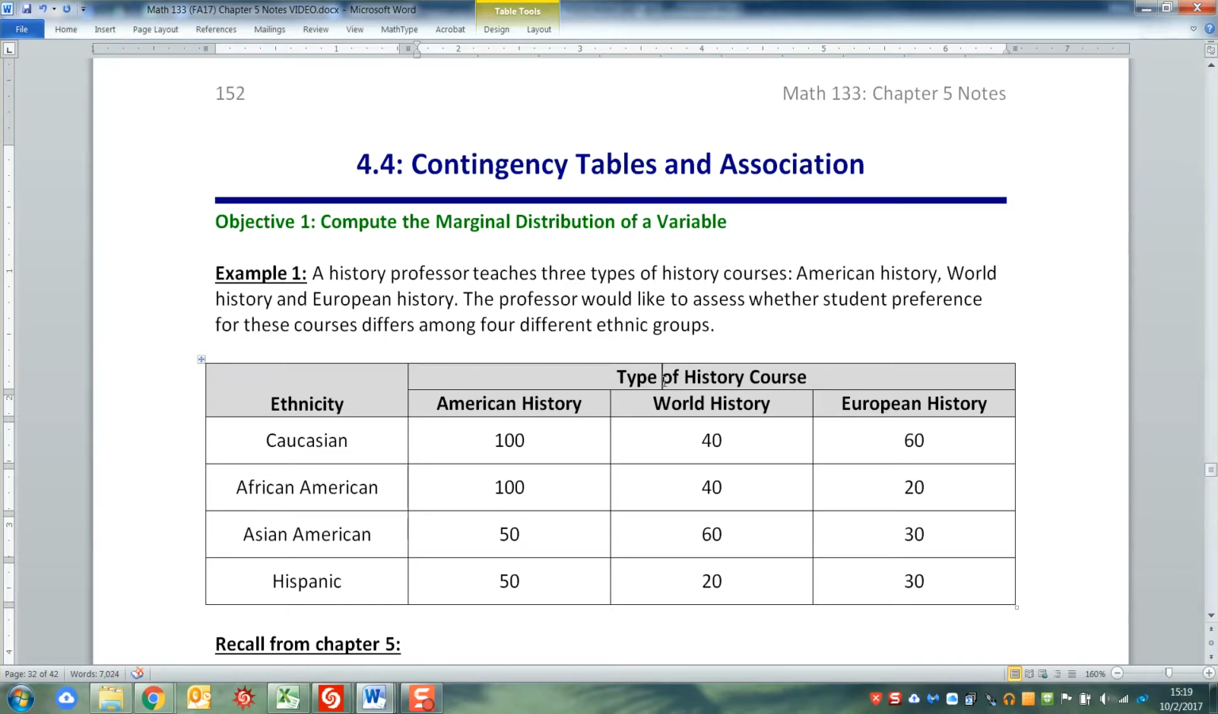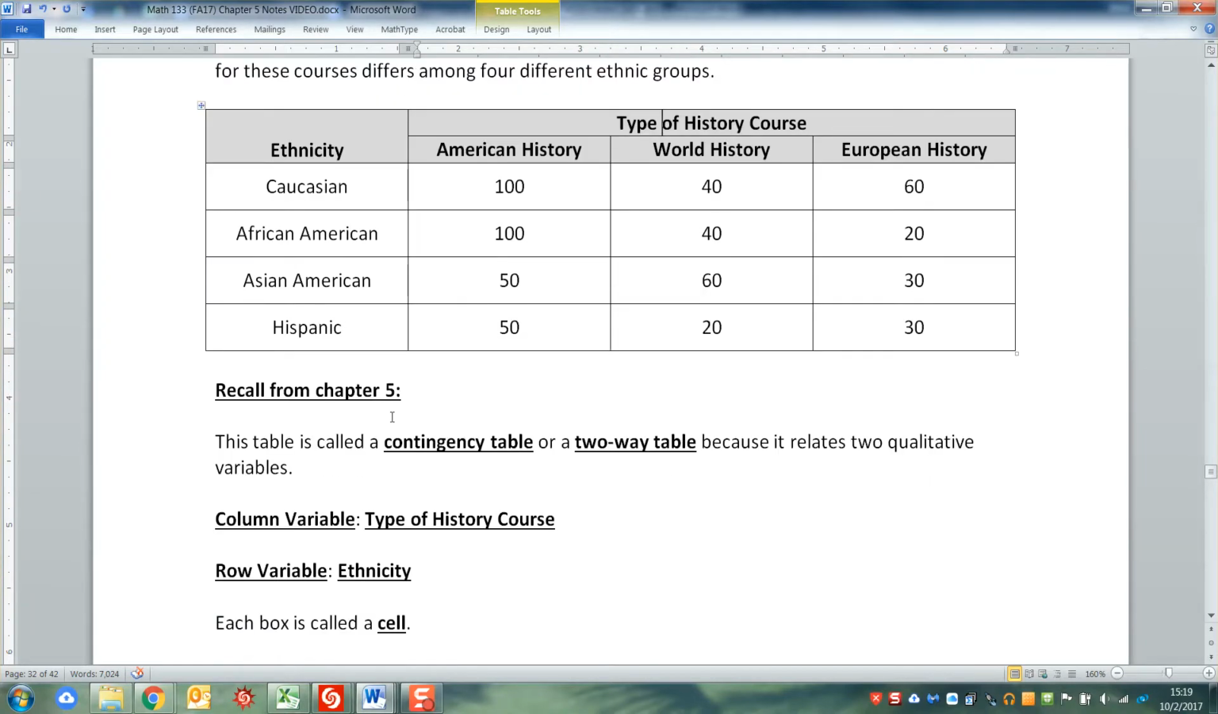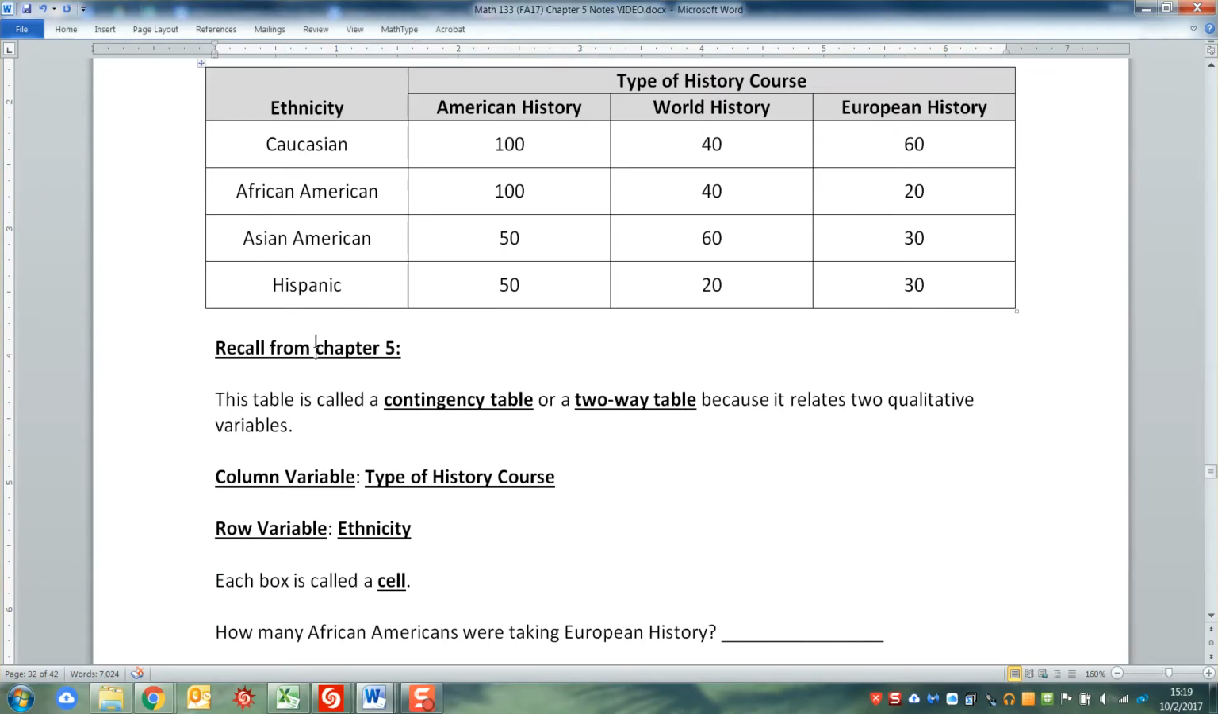A better fit for it is chapter 5, because we deal with tables like this when we're dealing with probabilities. As a matter of fact, you've already seen tables like this earlier in chapter 5 if you're watching this between, say, section 5 or after section 5.3. All right, so we've already seen this before from earlier in chapter 5.